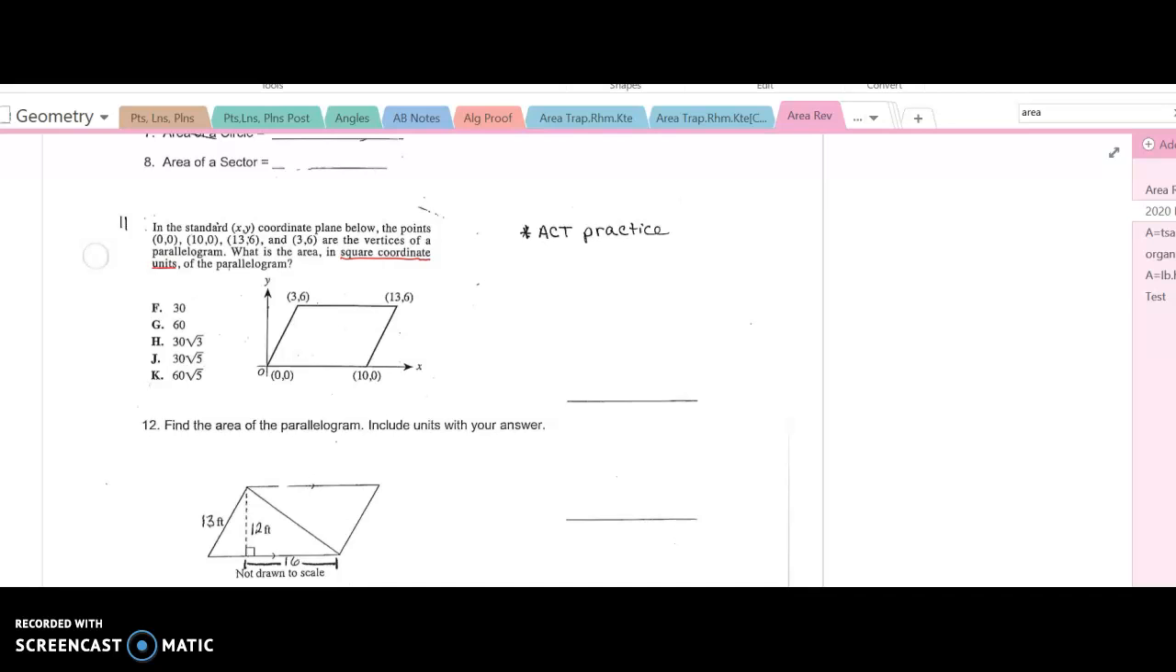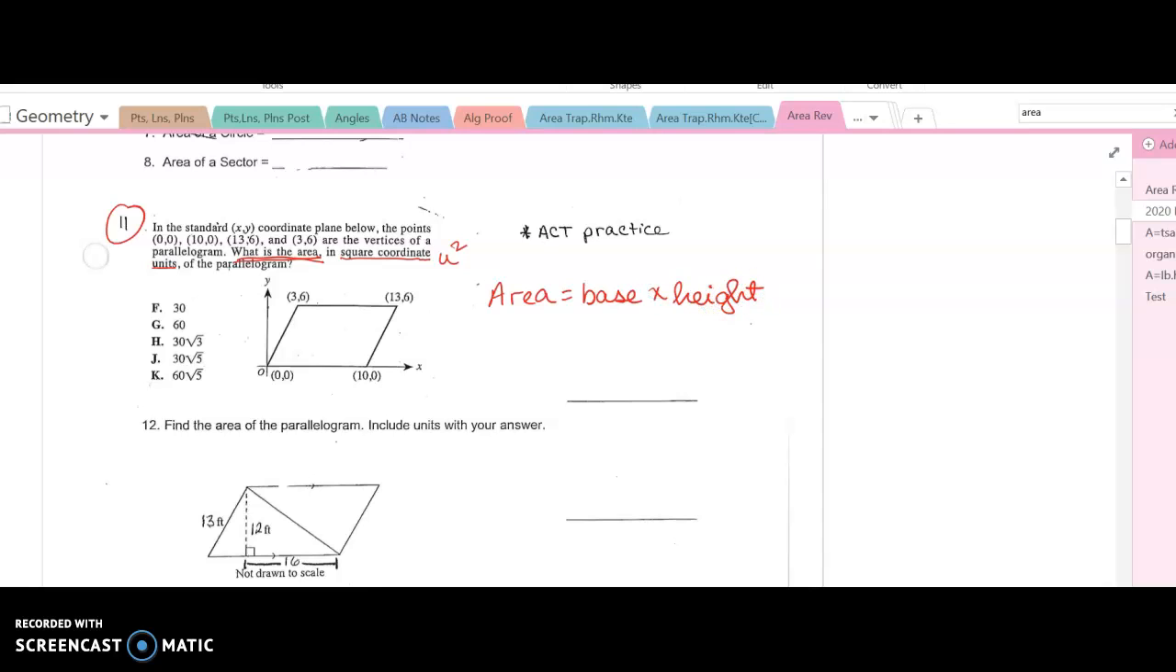Okay, so one of the problems that was asked this morning to be demonstrated was number 11. And this is a good old ACT problem. On number 11, we're supposed to find the area in square coordinate units, that just means units squared, of the parallelogram. We know the area of a parallelogram is base times height.